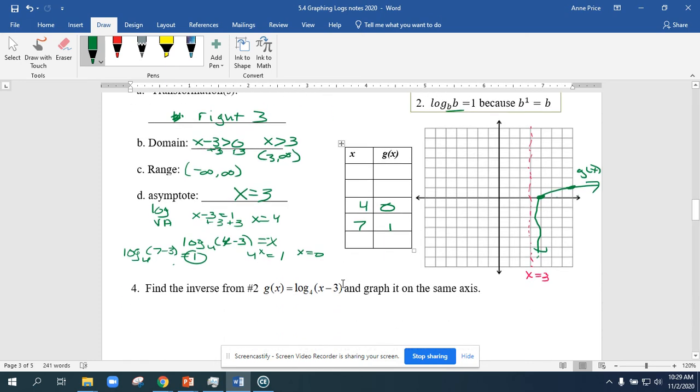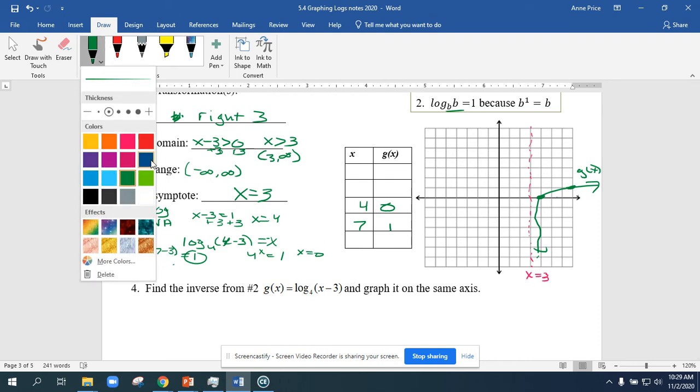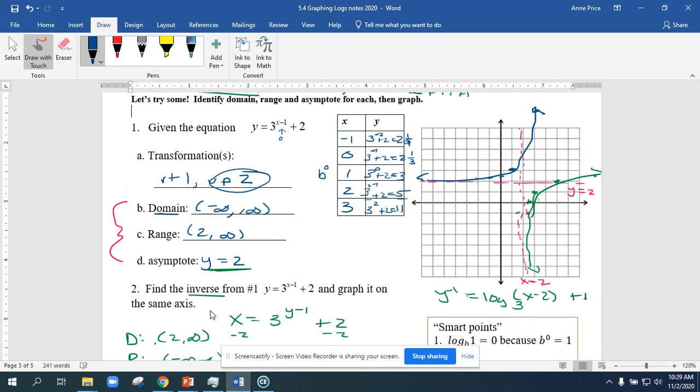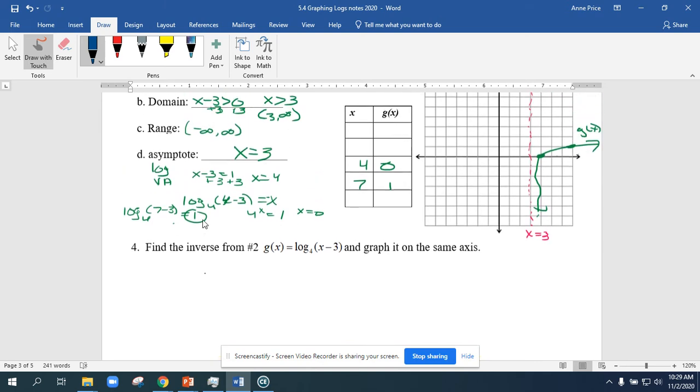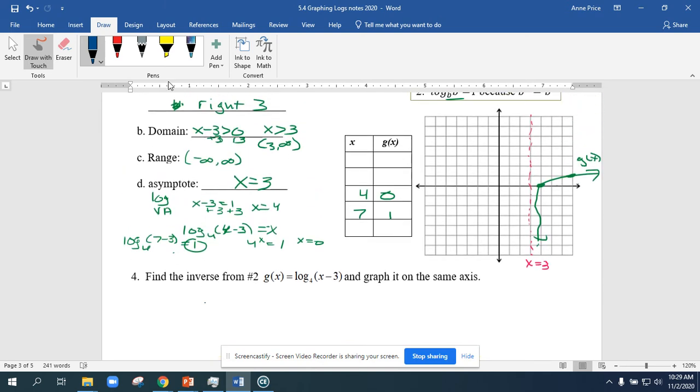All right, so we're going to find the inverse of the log base 4 of x minus 3 and graph it on the same axis. So again, I'm going to switch to my blue pen for my exponential functions. I encourage you to pause the video and try finding this inverse on your own and sketching the graph.